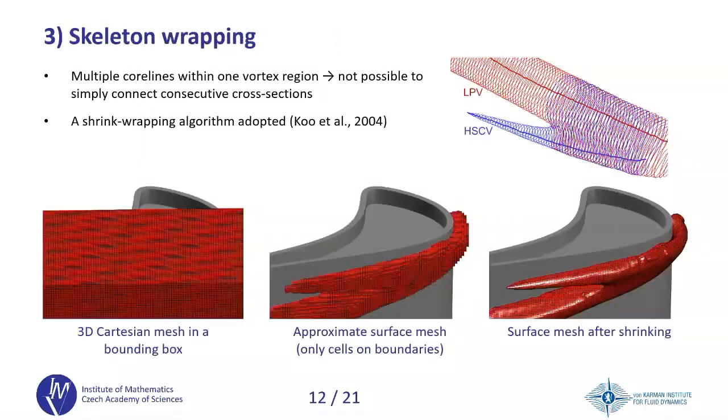And in the final one, we have our cross-sections, and now we would like to construct a bounding surface for these cross-sections, so that we have the boundary of the vortex. And we can't just simply connect the cross-sections because some vortices that we identify can have multiple core lines within. So we took a different approach, and we just treat those cross-sections that we obtain as a cloud of points, and we try to wrap this cloud of points in a surface.